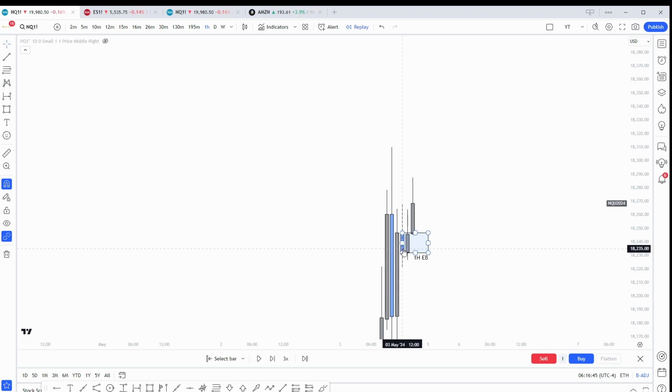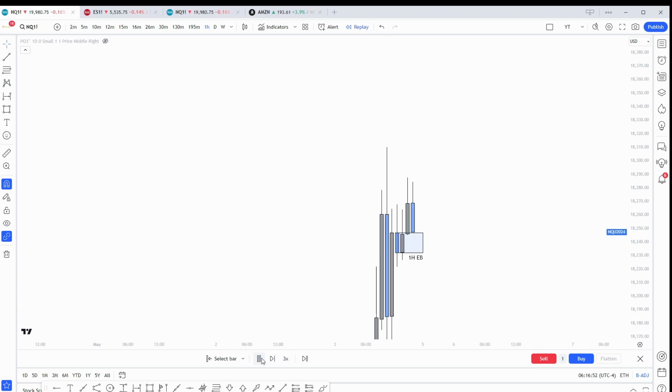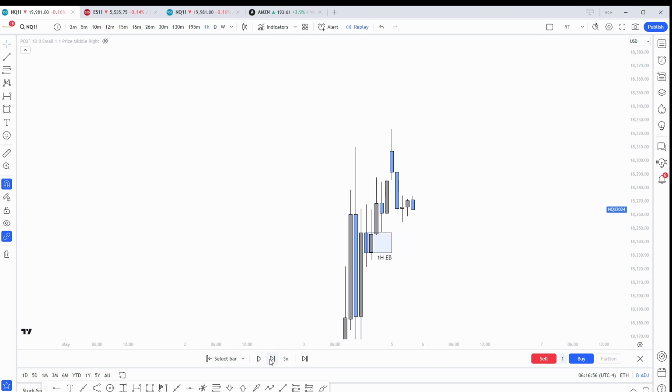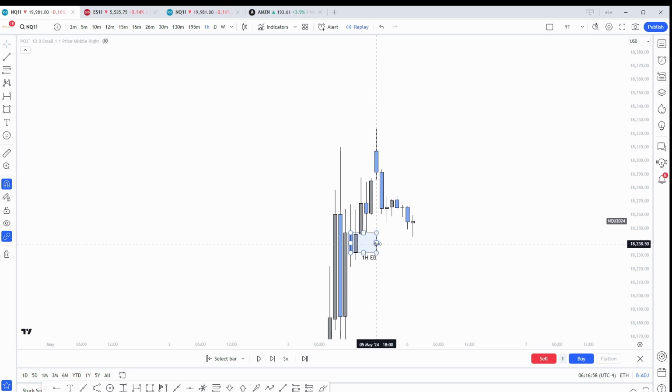Now, our job is to be patient and wait for price to return back to this range. We never want to chase price. You always want to let the trade come to you. Let's play this out a bit. Still no retest, still no retest. And here we go. We got our retest.